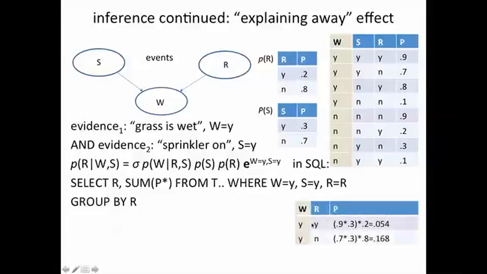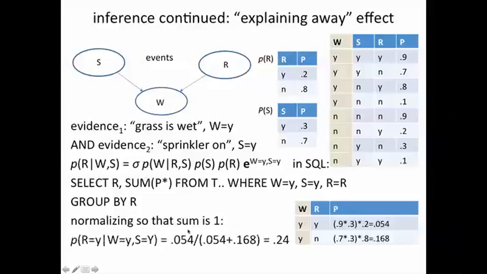The result, since we're taking the case where S and W are both yes, we get 0.9 times 0.3 times 0.2 as the only entry for R equal to yes. Nothing to sum up because the other pieces where S equal to no were left out, which is 0.054, and similarly 0.7 times 0.3, again 0.3 because S equal to yes, and 0.8. We get 0.168. Notice that we could have just as well omitted 0.3, but we left it there just so the SQL doesn't change.